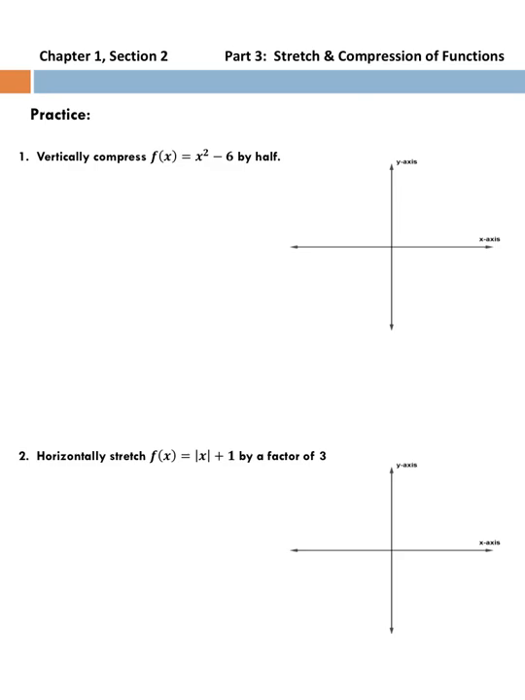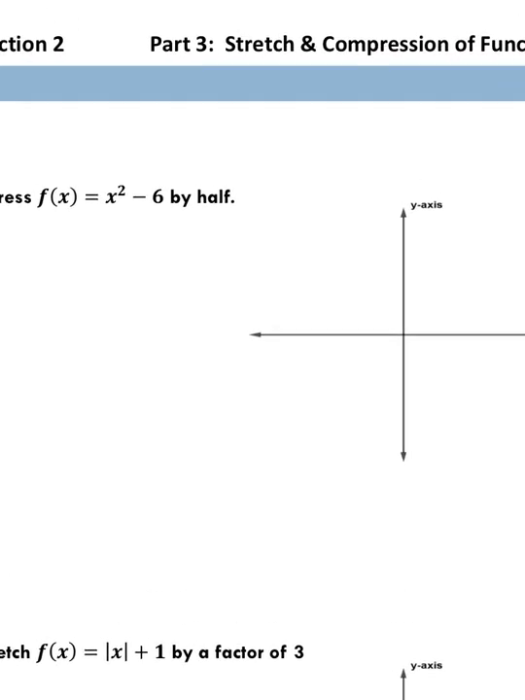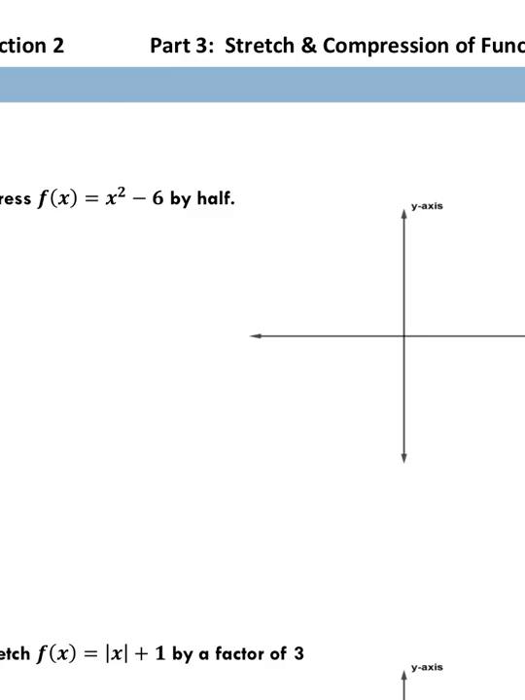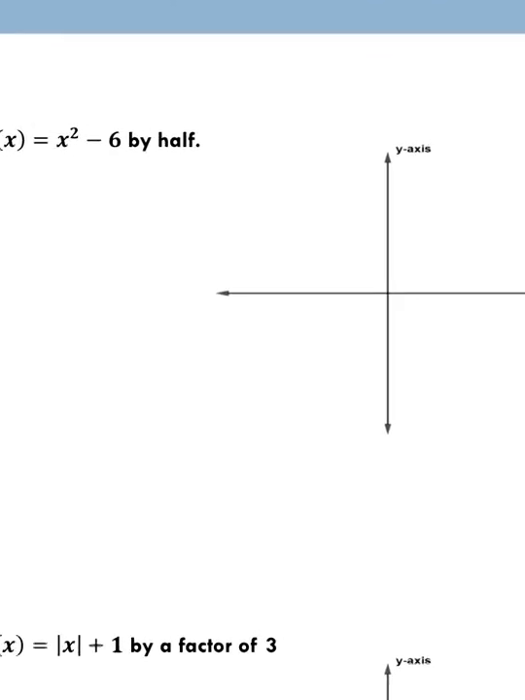Okay, let's take a look at two examples. One example is going to be vertical compression, and another is going to be horizontal stretch. Two different functions that we can take a look at. The first one is vertically compressed f of x. It is a transformed quadratic, and we want to vertically compress that by half. Let's first start out by taking a close look at f of x. f of x is a quadratic. It's the parent, but it's shifted down by 6 units.